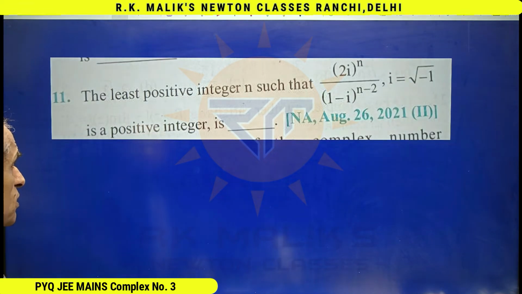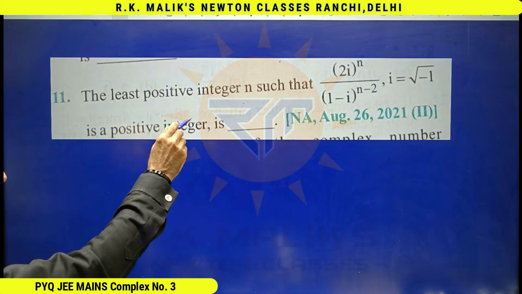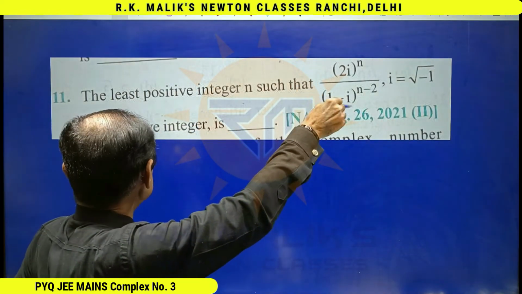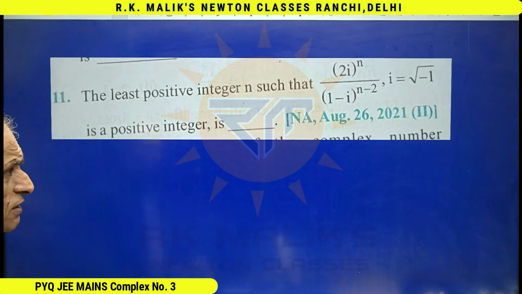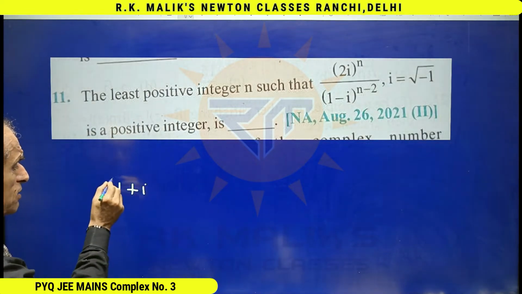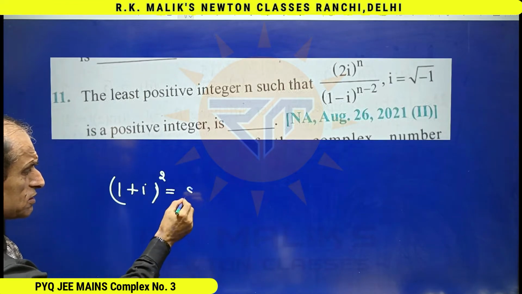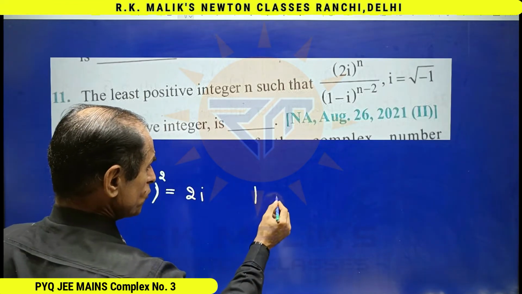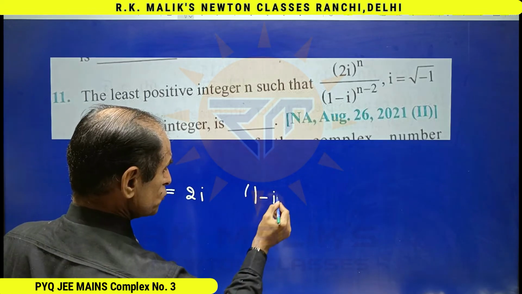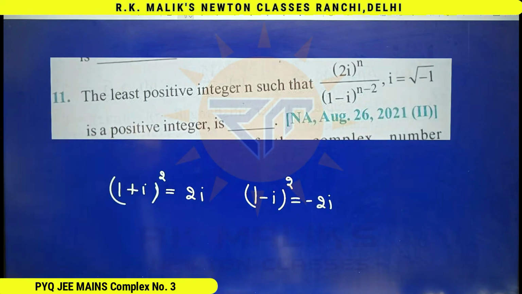In this question, he is saying that the least positive integer n such that the value of this is a positive integer. For doing this question, you should remember a concept that (1 plus i) to the power 2 is simply 2i, and (1 minus i) to the power 2 is minus 2i. You must remember this concept. It is a very useful concept.